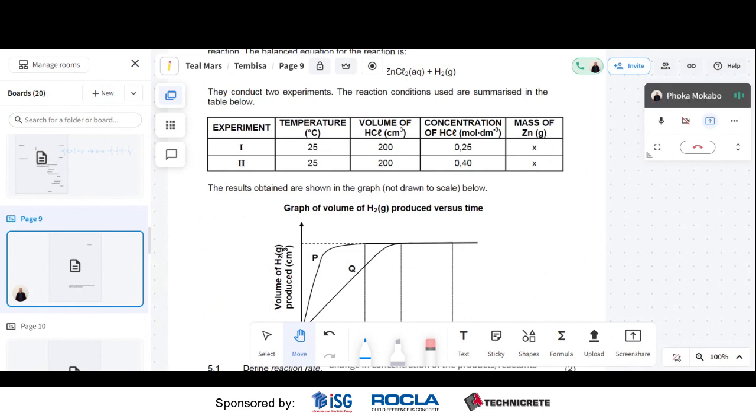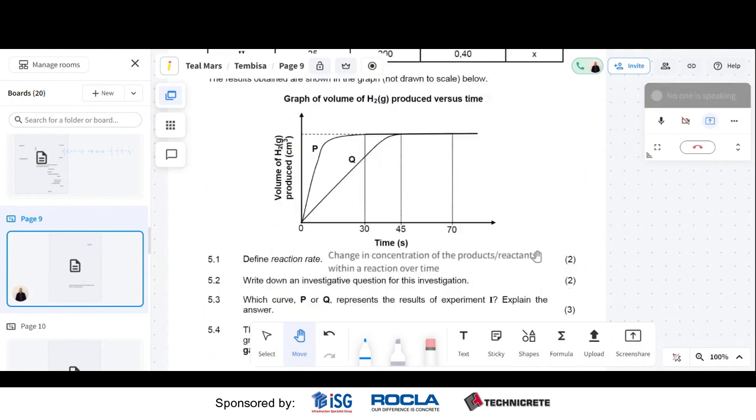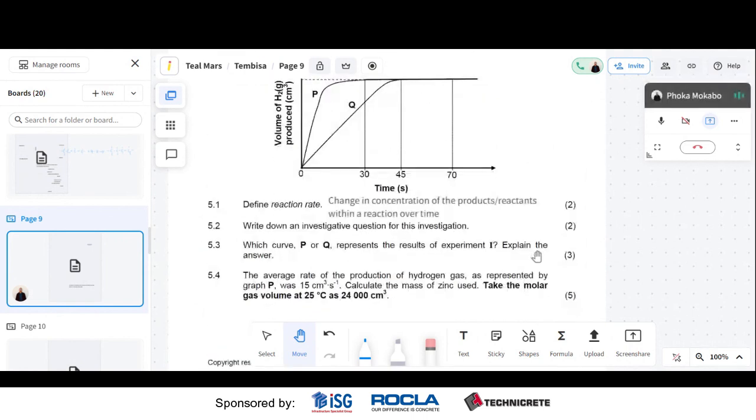So to give you a proper example, bringing into consideration the variables they have given us, we can say something like, what is the relationship between concentration and reaction rate? Or how does the reaction rate change as the concentration itself changes? Okay. Then question 5.3, which curve P or Q represents the result of the first experiment?